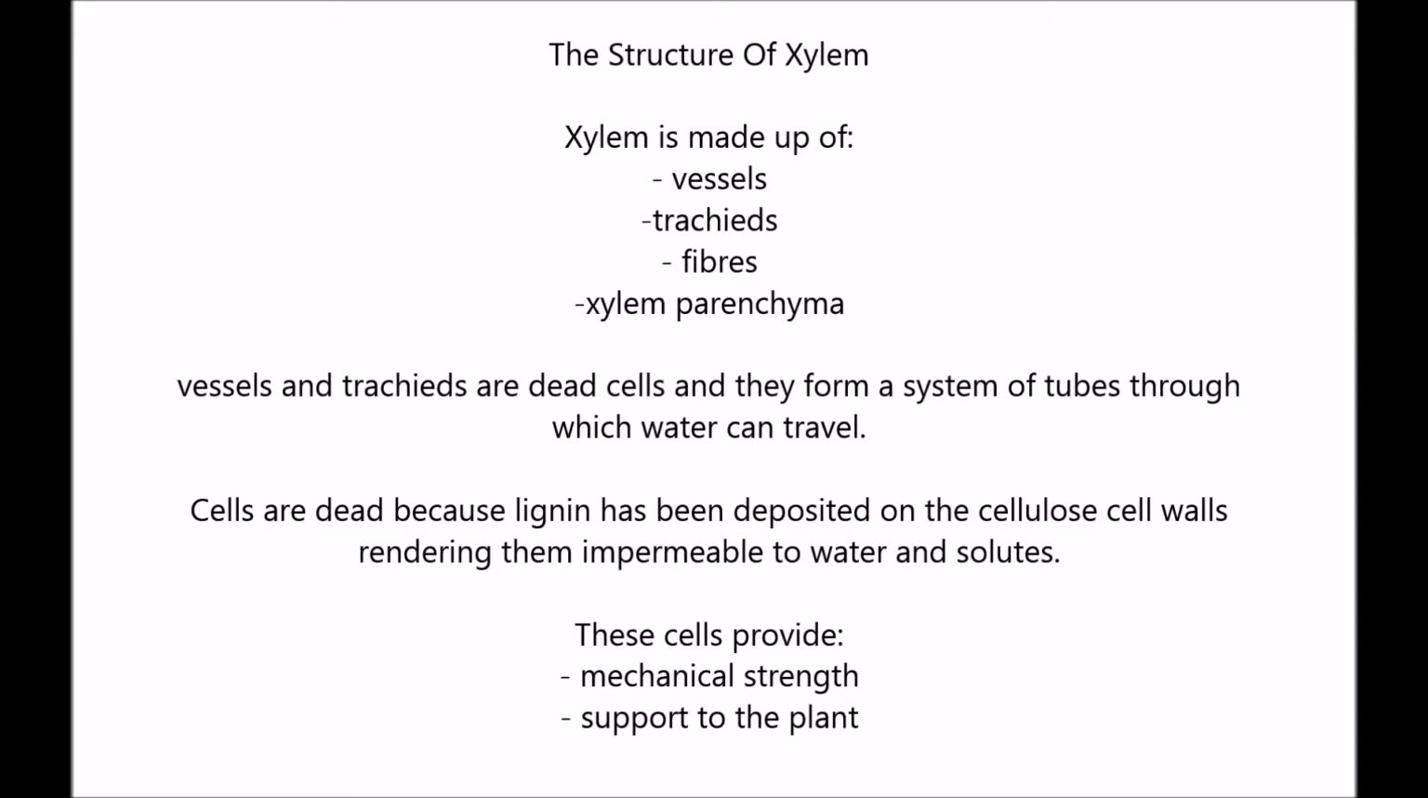The structure of xylem is made up of 4 different types of cells: vessels, tracheids, fibres, and xylem parenchyma. Vessels and tracheids are dead cells, and they form a system of tubes through which water can travel. Cells are dead because lignin has deposited on the cell walls, rendering them impermeable to water and solutes. These cells also provide mechanical strength and support to the plant.